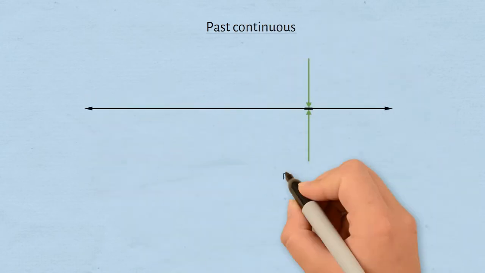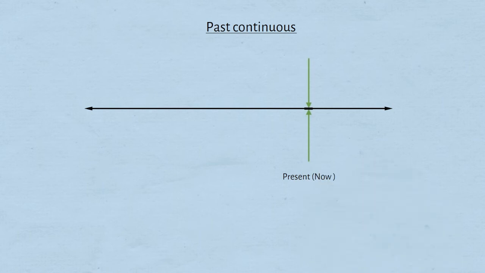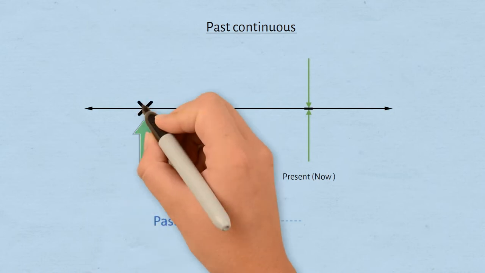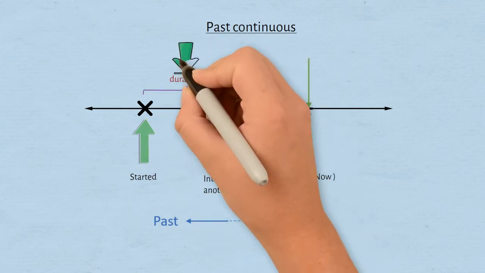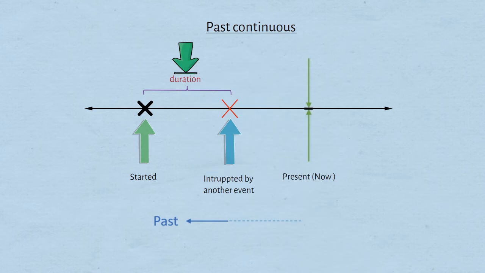Let's now move on to our next tense, which is past continuous. The past continuous tense describes actions or events in a time before now, which began in the past and were still going on when another event occurred. Here, primarily, what we want to emphasize is the duration for which the activity was in progress. So let's see where we can use the past continuous tense.